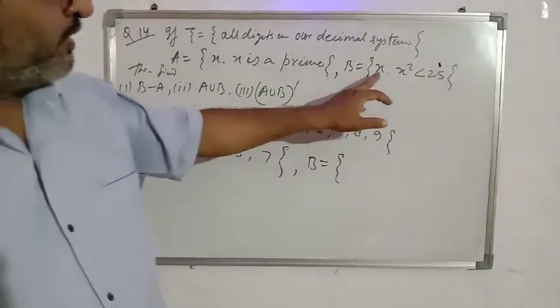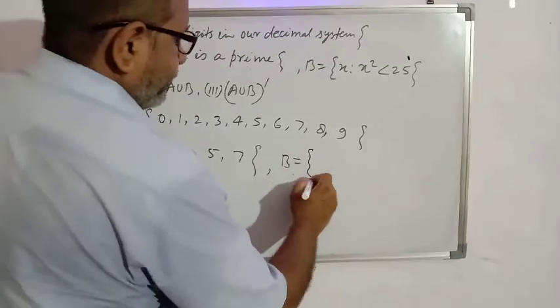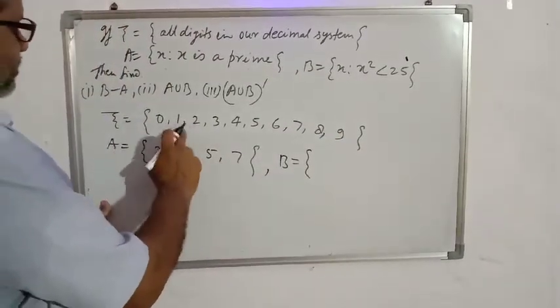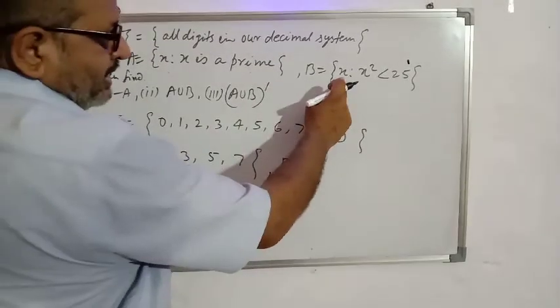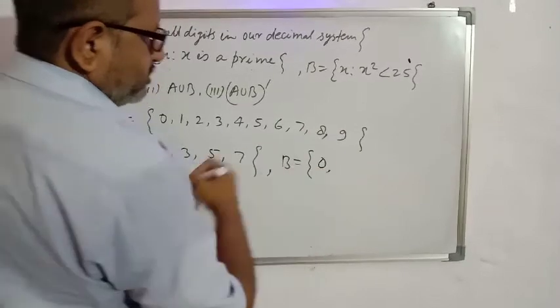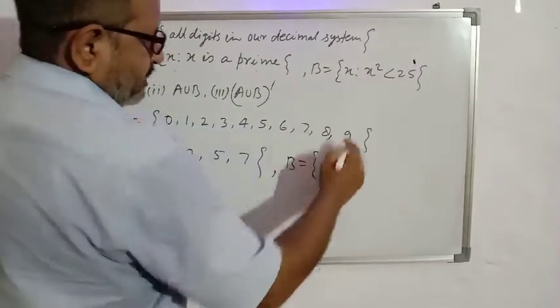After that, we have to write set B. Set B is equal to x such that x square is less than 25. So x we have to take from the universal set. If we take x as 0, 0 square will be 0. It is less than 25. So first element 0. Next 1. 1 square is 1. It is less than 25. So 1.